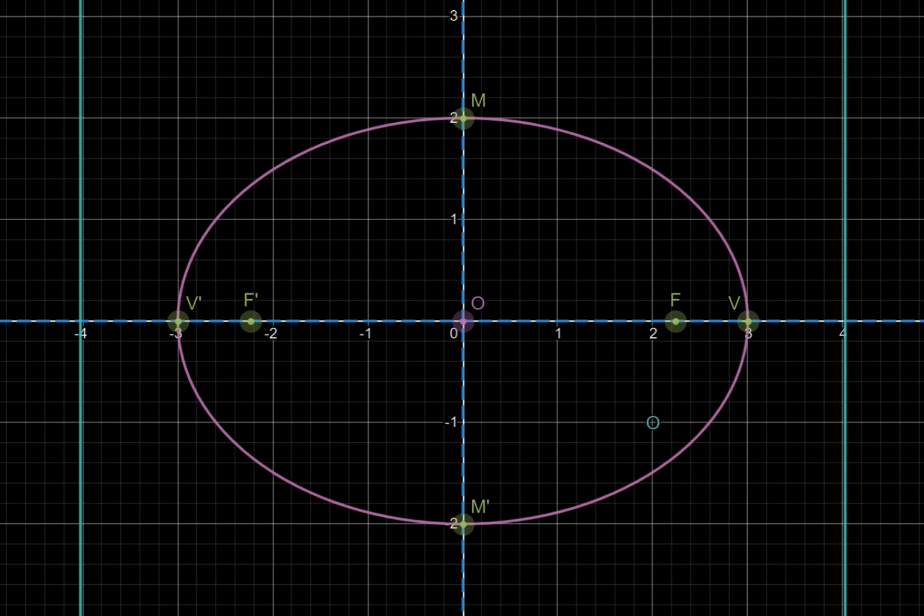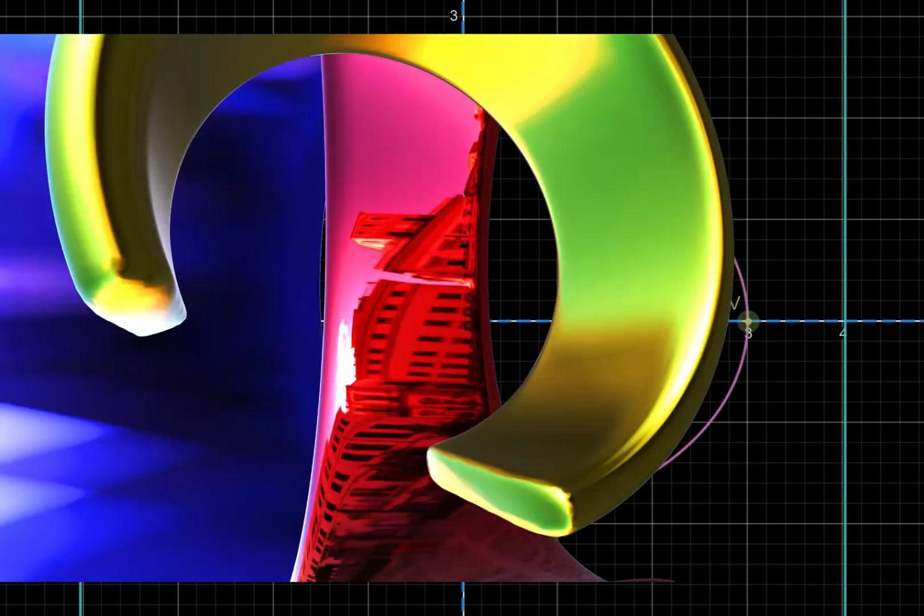We have given the graph of an ellipse. As you can see, the vertex V is at 3 and the co-vertex cuts the y-axis at 2, center being at the origin. I would like you to write the equation of this ellipse. Also find the length of the major axis and the minor axis.